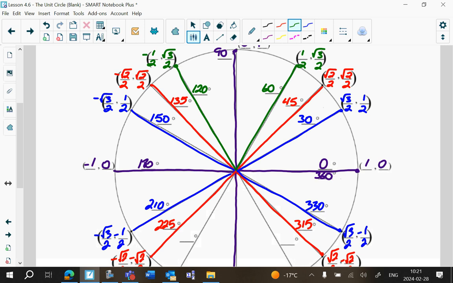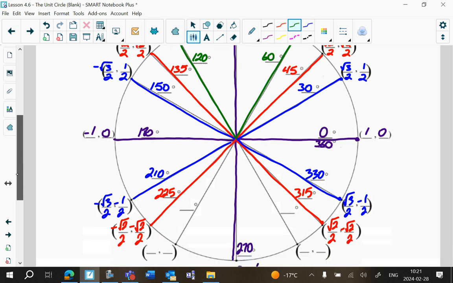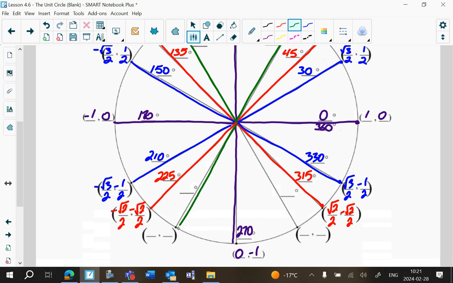Ugh, missed that one. Let's try that again. What's that angle? 240, because it's 180 and then 60. And what's its corresponding point? And finally, 300. 1/2 negative. Good.